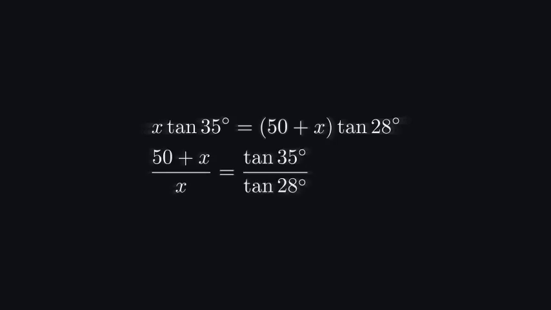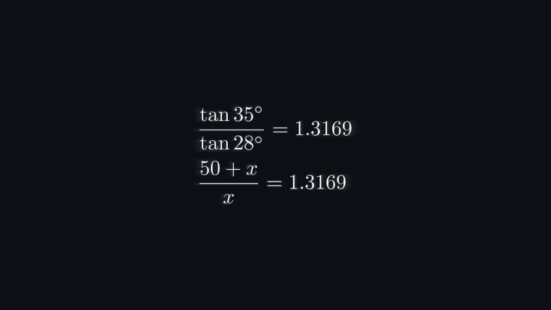50 plus x over x equals tan of 35 degrees over tan of 28 degrees. Tan of 35 degrees over tan of 28 degrees equals 1.3169. So, 50 plus x over x equals 1.3169.